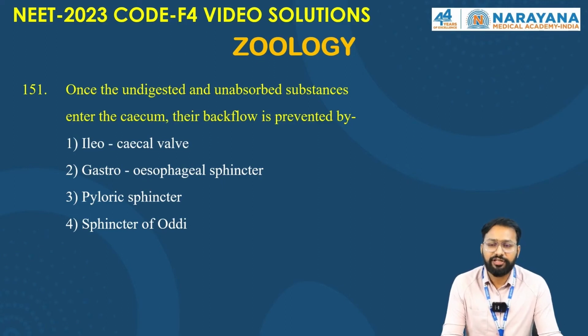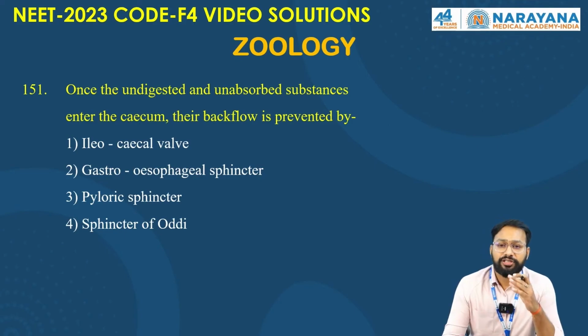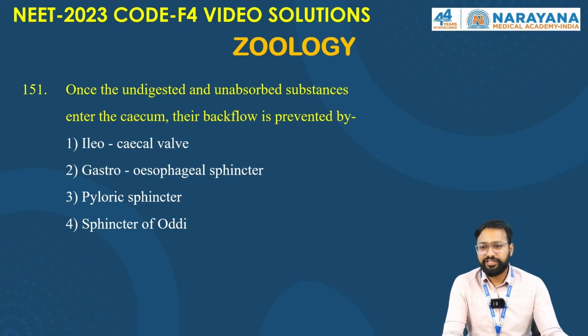Now let us start with the discussion of zoology questions. First, talking about the zoology paper: comparatively, it was an easy paper where more match the following questions were asked. Around 10 to 12 MCQs in the form of match the following were asked in this paper, which is relatively easy. So without further ado, let us start with the discussion of question number 151.